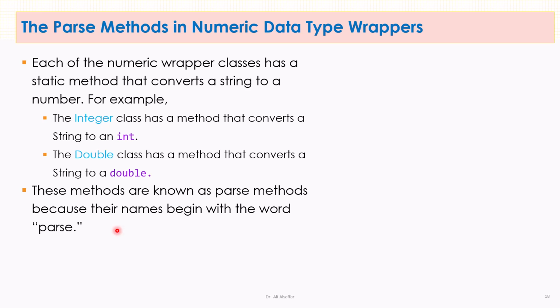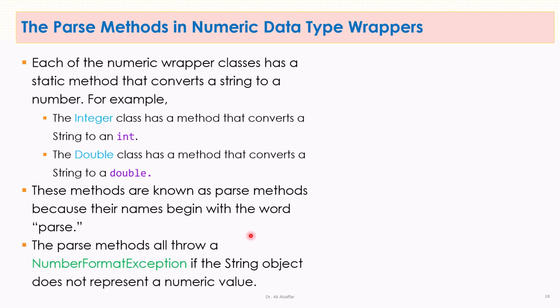But when using them, if things go wrong, an error will be issued as an exception. So these parse methods all throw a NumberFormatException if the string object does not represent a numeric value. As an example, if you try to convert an integer using the parse method for the Integer wrapper class, and you pass a string to the method that is not an integer string, then the parse method will throw a NumberFormatException as an error.